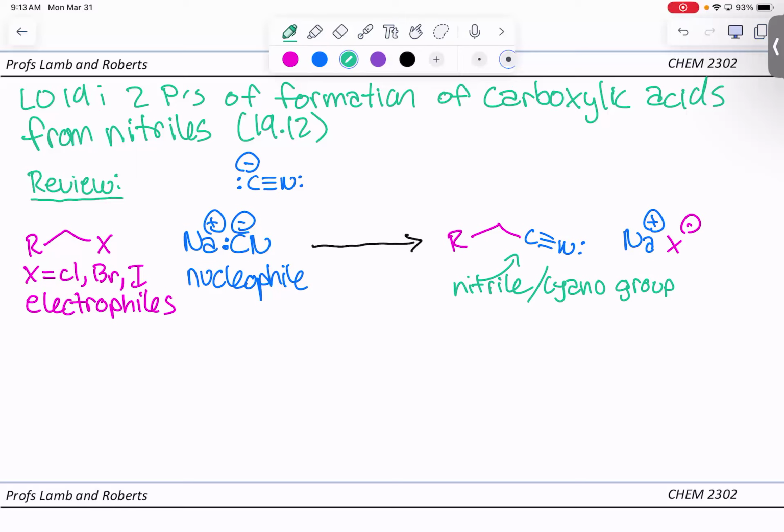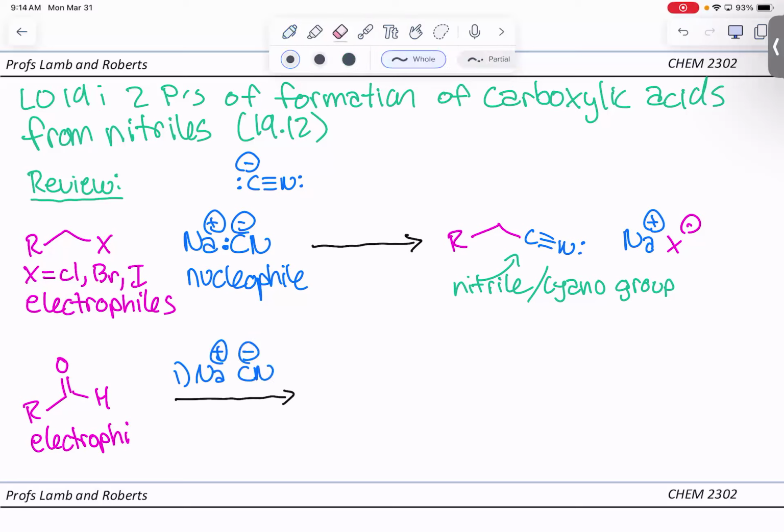All right. We also learned another way to make cyano groups and incorporate them into various different molecules by taking a different looking electrophile, an aldehyde or a ketone. And then we add it into our reaction. This is a two-step reaction. You'll recall we added sodium cyanide. We did learn the mechanism for this one, followed by water quench, or sorry, acid quench. And we made cyanohydrins.